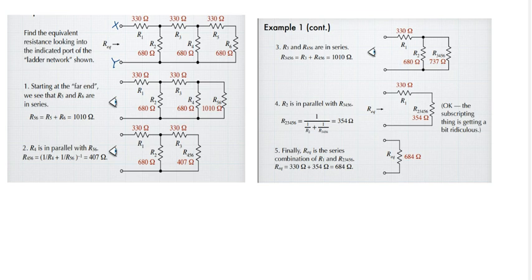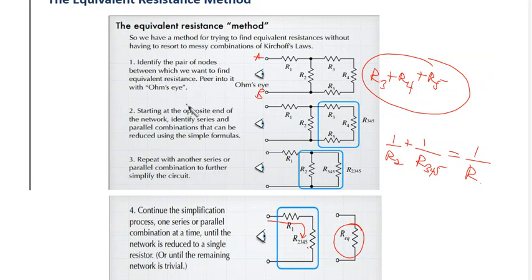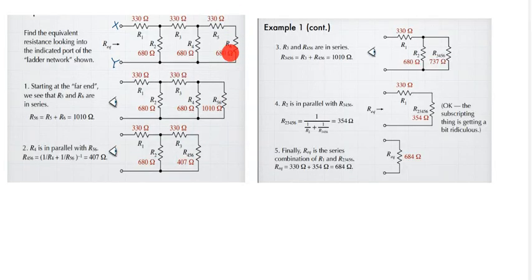So following the rule, we are looking into the network from this direction. In resolving the resistance, we begin from the opposite end. According to this step, identify the pair of nodes, then starting at the opposite end of the network, identify the series and parallel combinations. So if we do that, you can see that we have R6 from this end, and we have R5. They are in series because the same current is going to flow through them.